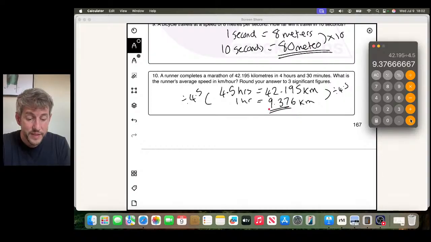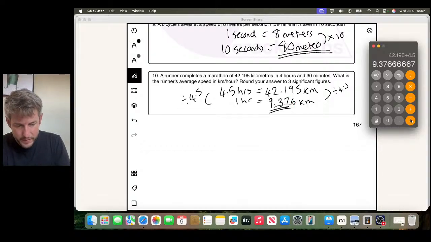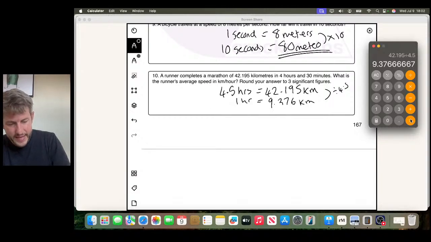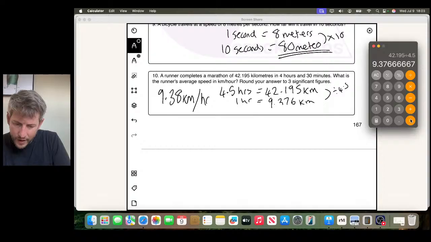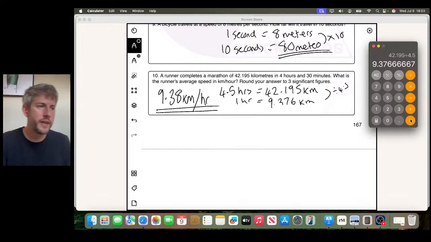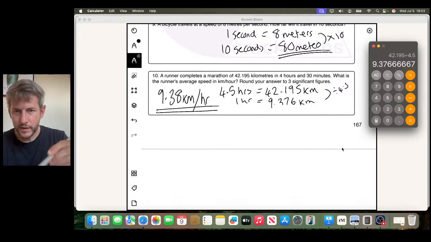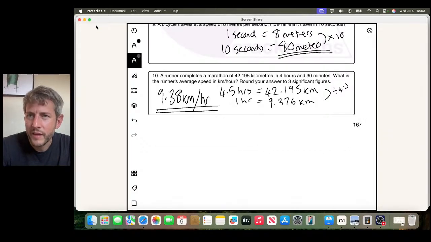That just means these 3 figures here, but we've got to round it appropriately. This 6 will actually make this round to an 8, so I need to stop that from being underlined. I'm going to get rid of that to make some space, and I'm going to say it's 9.38 kilometers per hour, because in 1 hour they went 9.38 kilometers. Right, so let's get this marked and then we'll go from there.